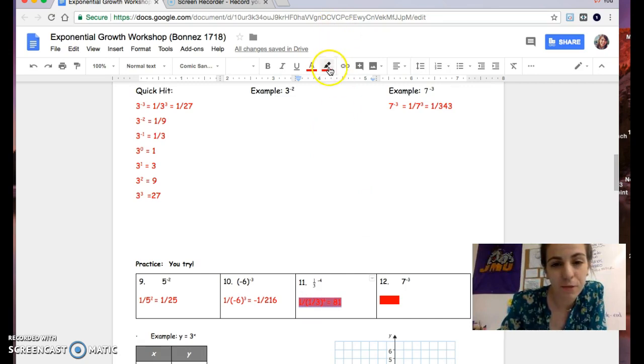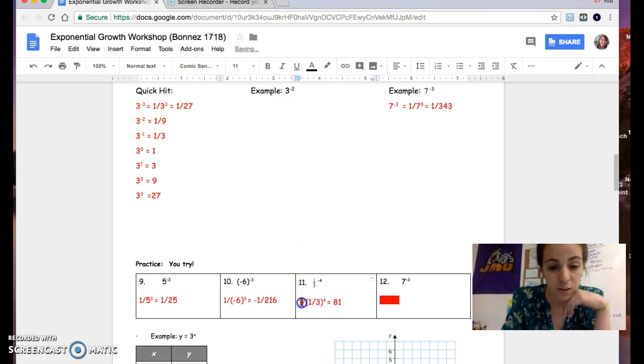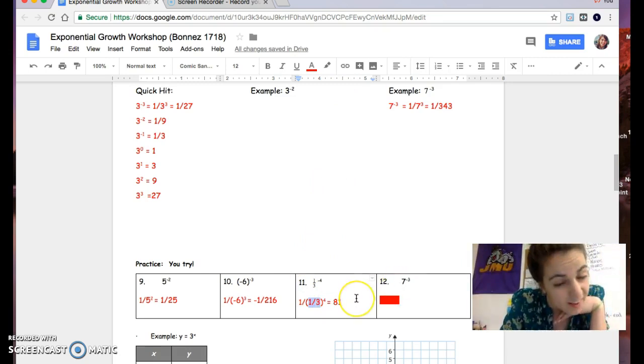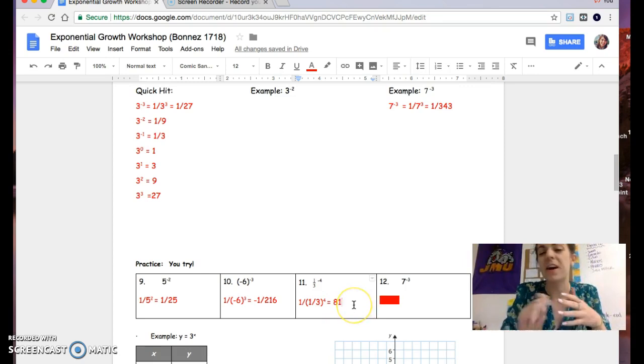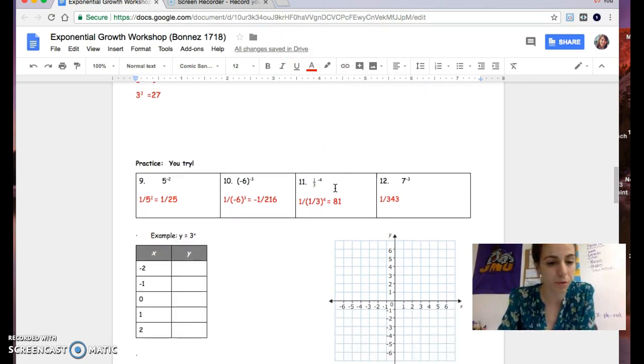All right, next, this one's tricky too. 1/3 to the power of -4. Remember, it's all going to go underneath the 1 in the denominator. So it's going to be 1 over 1/3 to the power of +4. Now, 1/3 times 1/3 times 1/3 times 1/3 is going to equal 1/81, so the answer is 81. And if you want to do that by hand and check the work, you can, but I'm not going to go that far into it. And then number 12, you already know the answer from the example, would be 1/343.